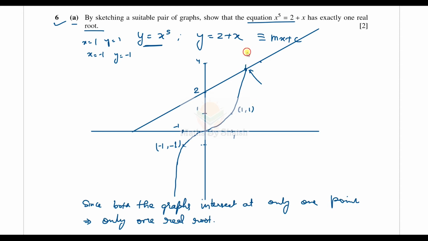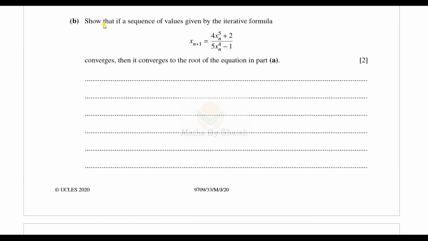So we need to draw the graph, and when there are going to be more than one intersection, then there would be many roots, because we know that roots and intersection points are the same. So let's do the B part.